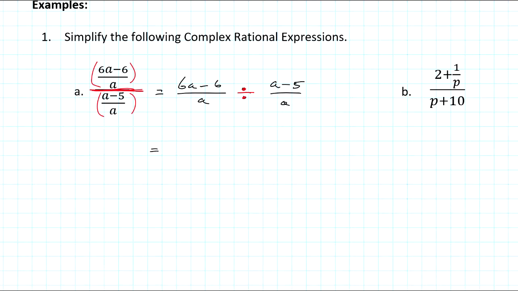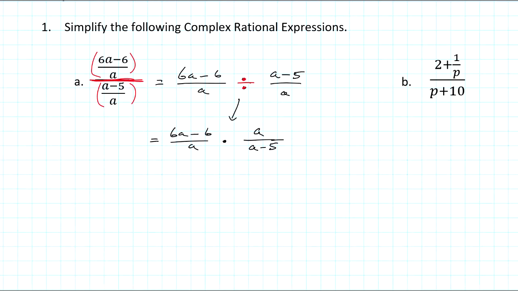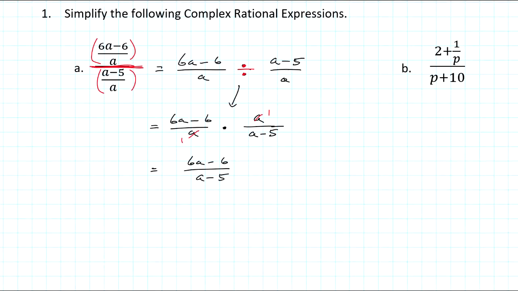So what we can do is change the division to multiplication and then flip the second fraction. And then from this point we would look at reduction, so that a's can cancel to 1's, top and bottom. And then when I multiply, I'll get 6a minus 6 over a minus 5. And then we can factor 6 out of the top, but it's not going to do anything for us. It'll be 6 times a minus 1 over a minus 5, and nothing cancels there. So that would be it.